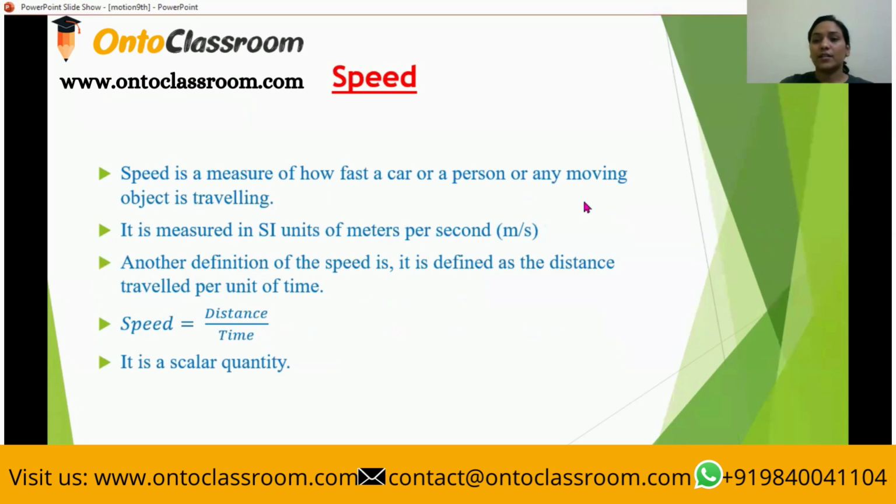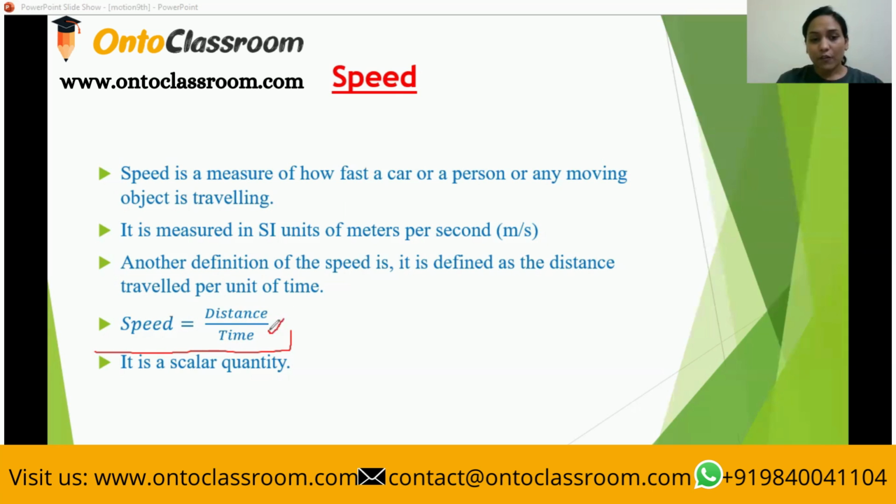Which is speed. Speed is a measure of how fast a car or a person or any moving object is traveling. It means how fast an object is traveling through some distance. Now, the SI unit will be meter per second. We can derive this SI unit from this formula as well. The formula of speed is distance upon time.